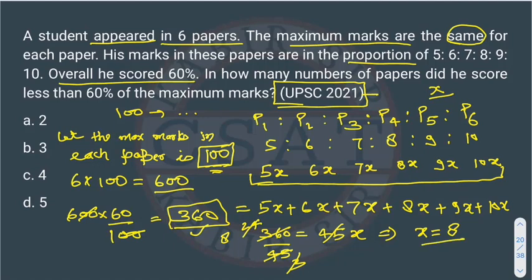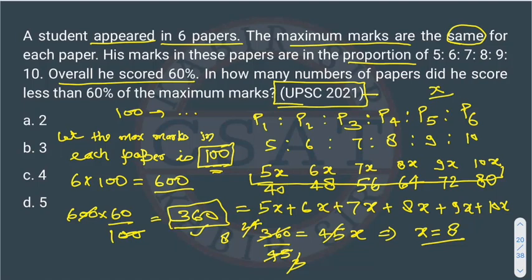So what will be the marks in paper 1? It will be 40. And paper 2, right, and here in paper 3, paper 4, paper 5 and paper 6. So how many marks is he getting? He is getting 40 marks in paper 1, 48 marks in paper 2, 56 marks in paper 3, in paper 4 64 marks, and in paper 5 72.